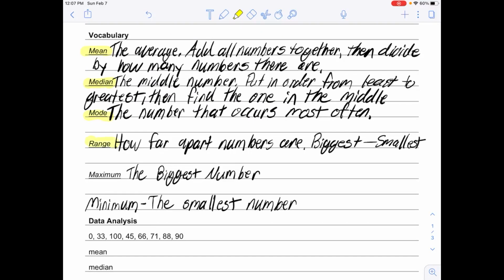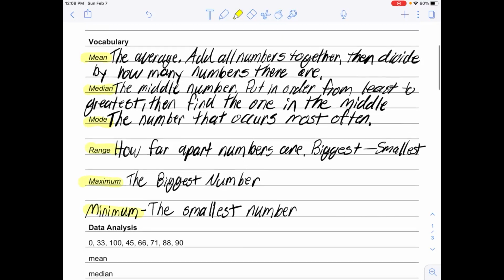The range is how far apart numbers are. You do the biggest minus the smallest. The maximum is the biggest number, and then please add minimum. I forgot to put that on there when I typed it up, but please write it on there. The minimum is the smallest number.